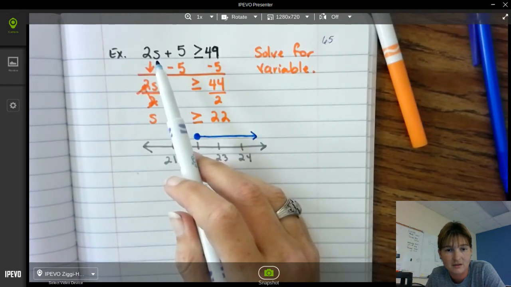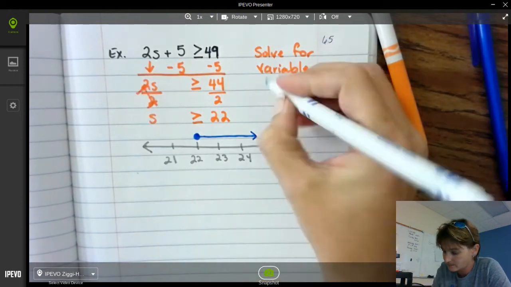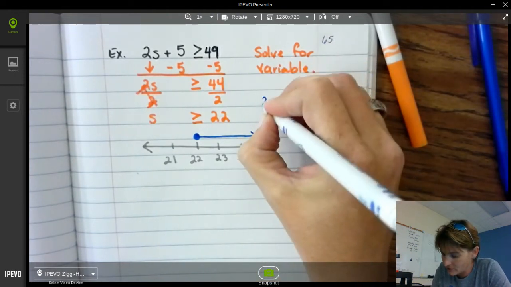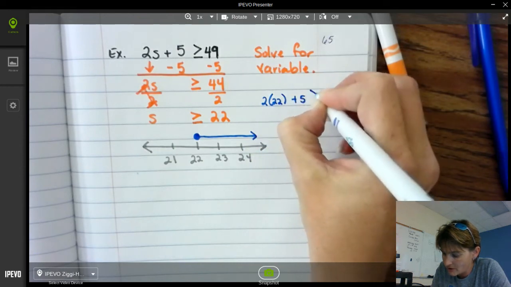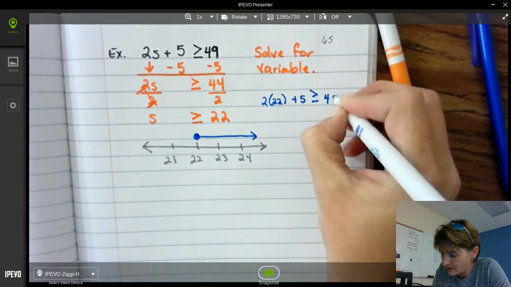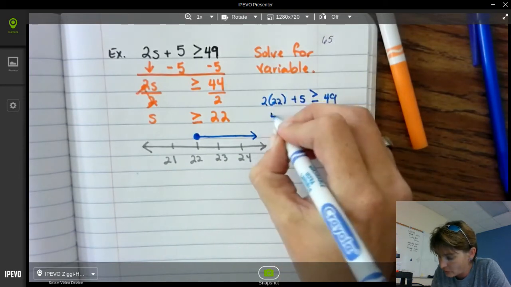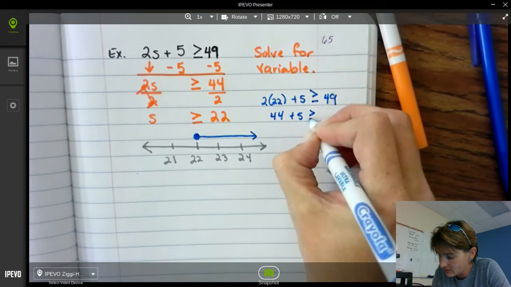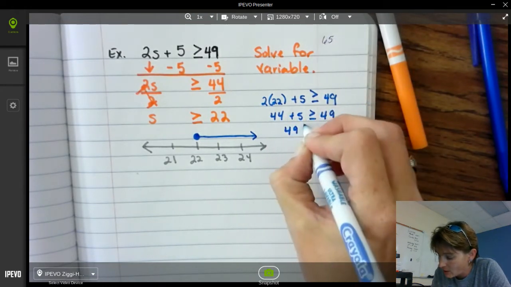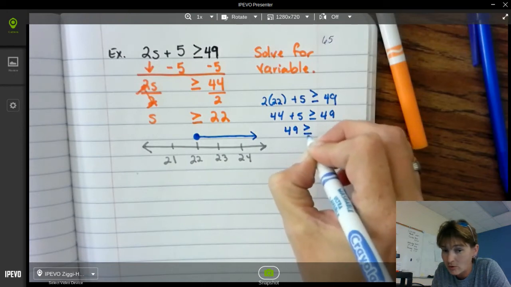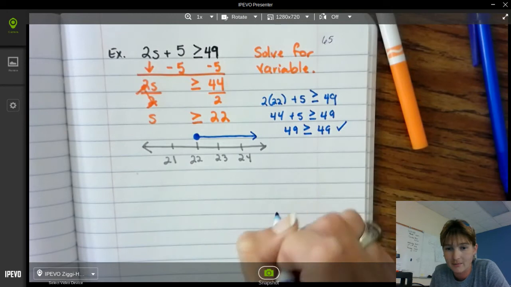So any value including 22 on up can make this a true statement, or be a value of s. So if I plug in 22 for s, and I'm going to do that over here, 2 times 22 plus the 5 should be greater than or equal to 49. So 22 times 2 is 44 plus 5. And 44 plus 5 is 49, which is greater than or equal to 49. The equal to makes this a true statement.